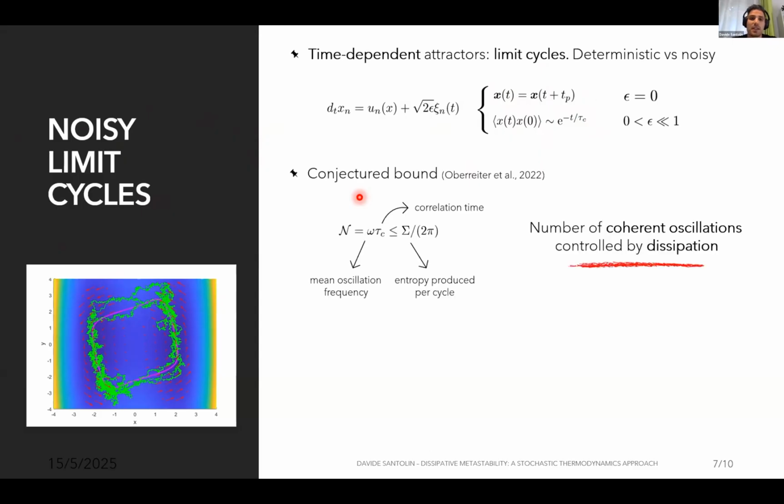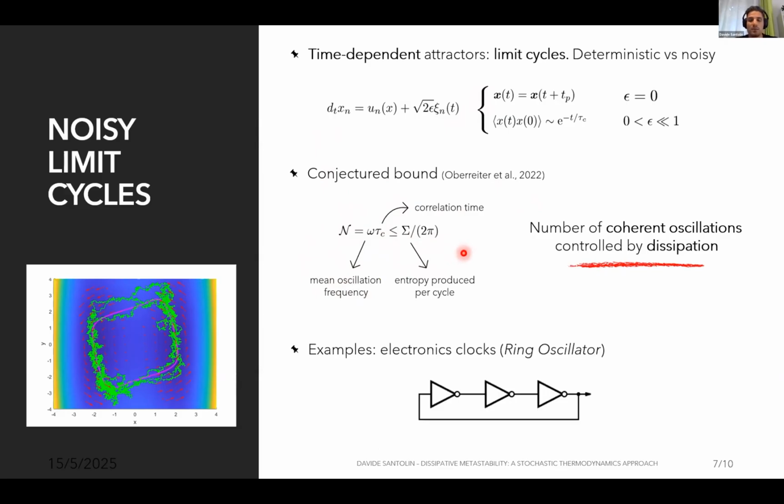So for this system, there was this conjectured bound telling you that the number of coherent oscillations that a system with a limit cycle can display, that is the product of the mean oscillation frequency times the correlation time, is controlled by the mean entropy production per cycle divided by 2 pi. This is an interesting bound because it tells you about the trade-off that a real oscillating system shows between its precision and the energy that it is dissipating. And it is useful to study, for instance, real electronic clocks.